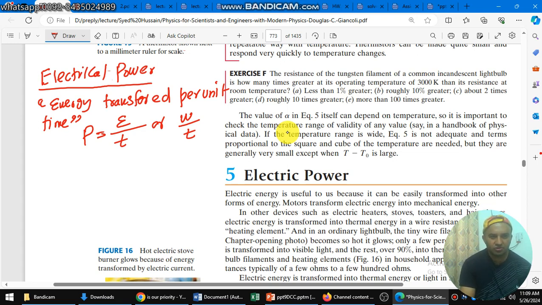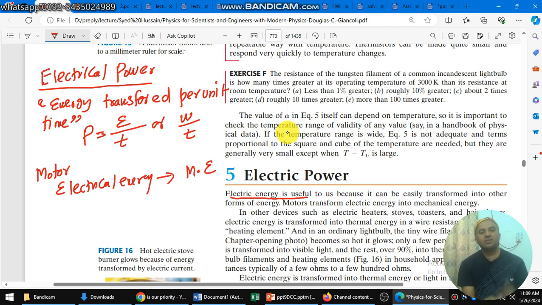Okay, so how is the energy consumed? In order to understand this, electric energy is useful because it can be easily transferred into other forms of energy. Just like, for example, in motors, electrical energy is converted into mechanical energy. It means the motor runs. When the motor runs, it performs mechanical work, so its energy is converted into mechanical energy.